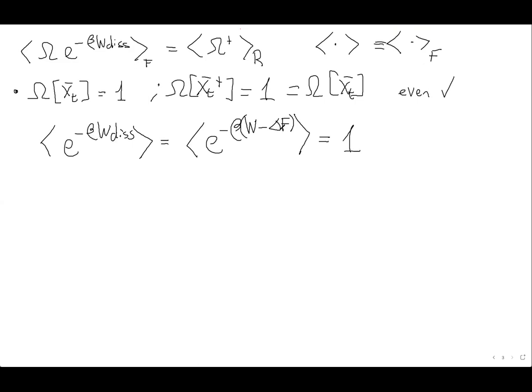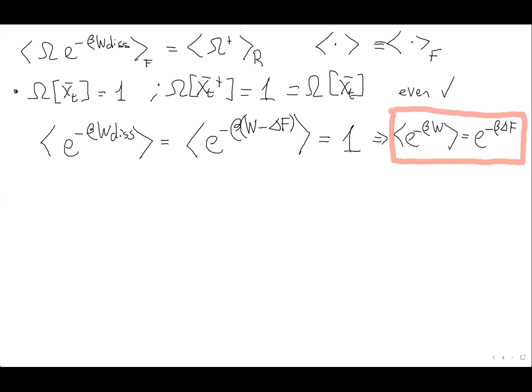Delta F, I told you it's deterministic, so I can take it out of this and I can move it to the right. So I can write this as the average of e to the minus beta W stochastic equals e to the minus beta delta F deterministic. This is probably the most famous, important result in stochastic thermodynamics. I'm making a big square here, and it's called the Jarzynski equality, the Jarzynski fluctuation theorem.